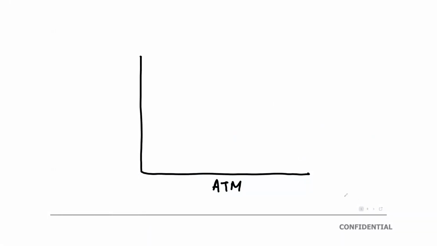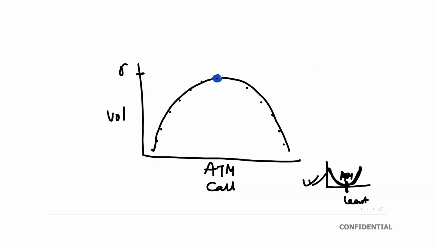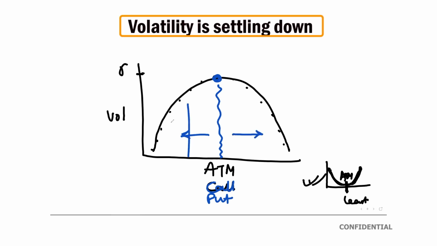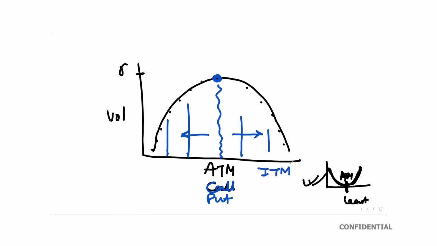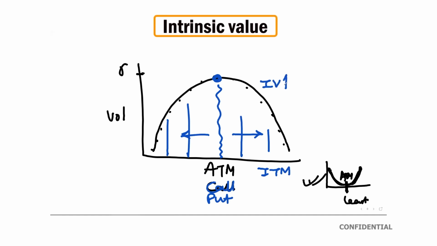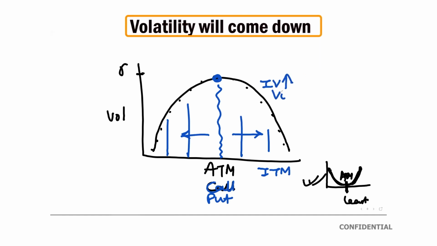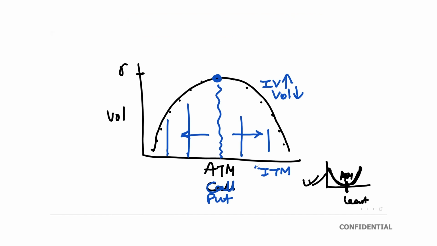Now, from a volatility perspective, whether it is a call or a put, the volatility or uncertainty is maximum at the money. And as you go to both sides, you would see the volatility settling down. But if it is in the money, then what will keep increasing? Intrinsic value will keep increasing. Volatility will come down.